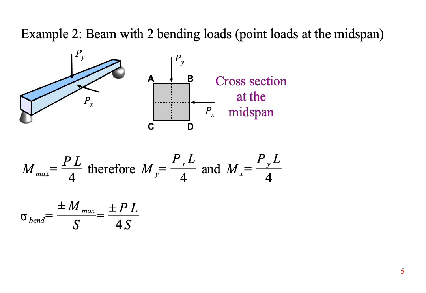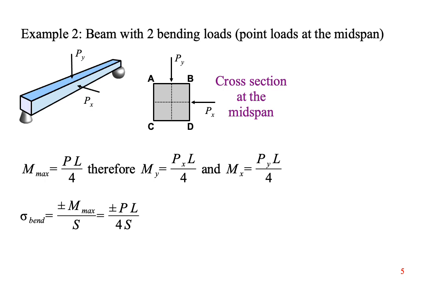Here's a beam with two bending loads. One load is vertical, while the other is horizontal. They're both acting at the midspan, which makes the math a little simpler. The gray box shows a cross-section of the beam where the loads are being applied. We're going to use the principle of superposition to calculate the combined stresses at the edges of the beam, which are the corners of the gray square.